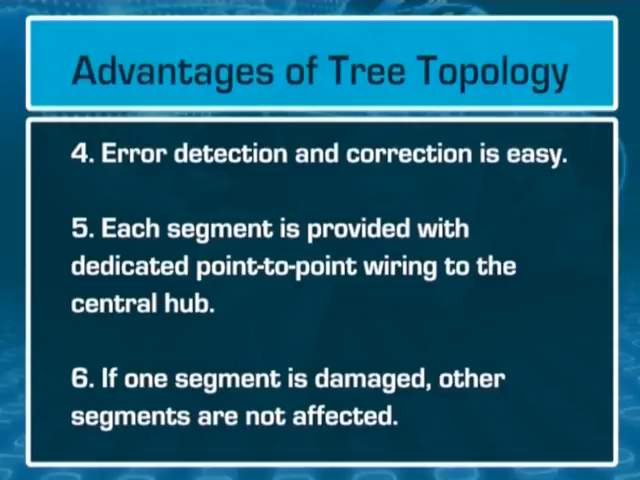Number 4, error detection and correction is easy. Number 5, each segment is provided with a dedicated point-to-point wiring to the central hub. And number 6, if one segment is damaged, other segments are not affected.